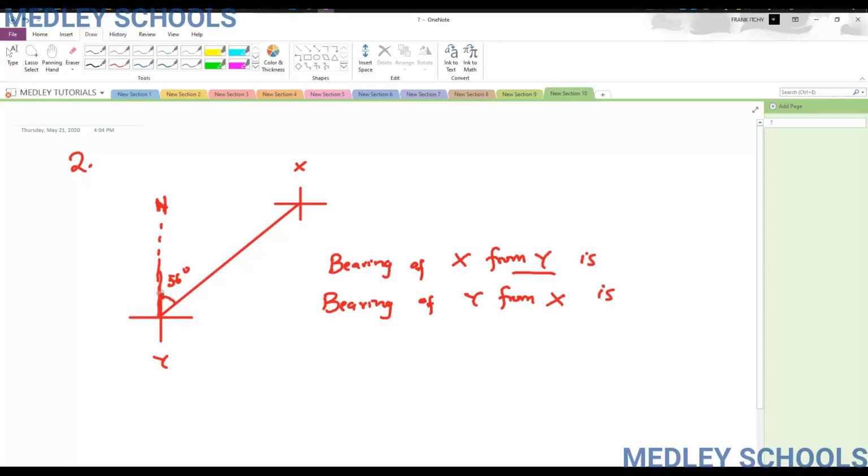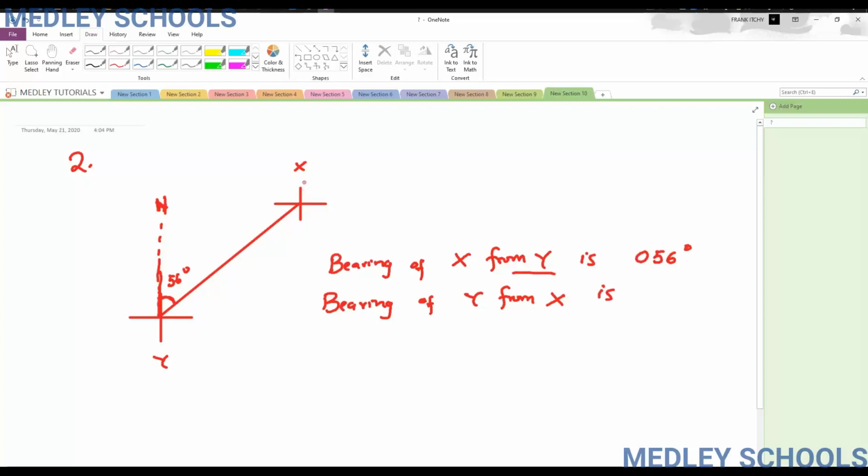Now that means from north, this curve to this line is 56 degrees. So we can report it as 3 digits bearing as 056 degrees. Now we take the second one, which is bearing of Y from X.